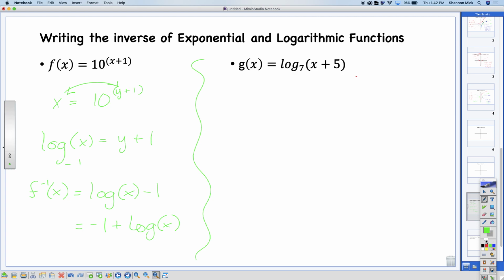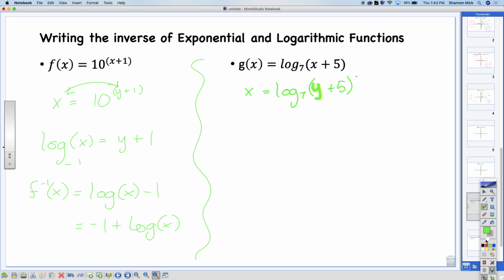Okay, so what do I do first? Switch your x with y. So x equals log base 7 of y plus 5. Now, don't you put it into exponential form? Yep, we have to put it in exponential form.